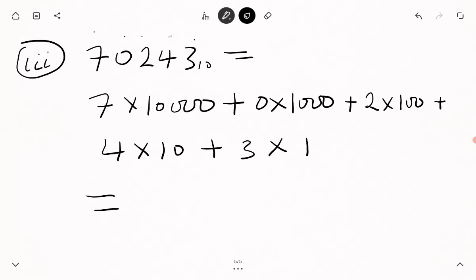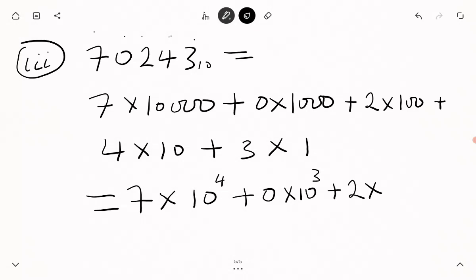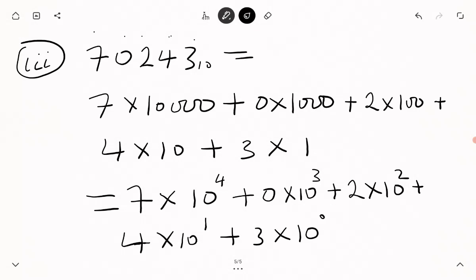Now this is the same thing as 7 times 10 power 4, plus 0 times 10 power 3, plus 2 times 10 power 2, plus 4 times 10 power 1, plus 3 times 10 power 0. So this is the expanded notation.